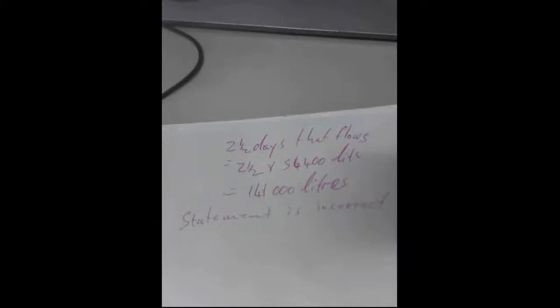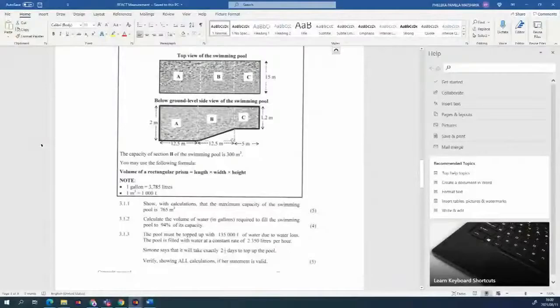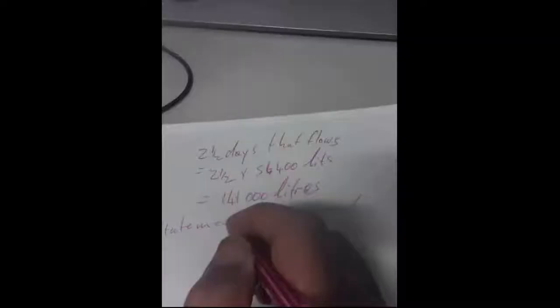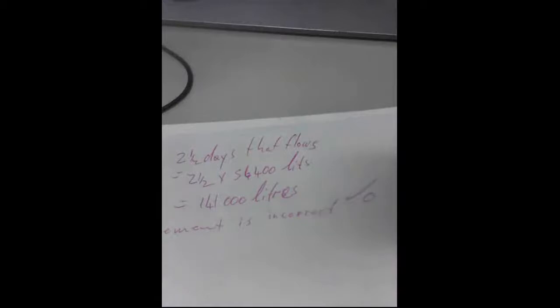People, don't forget to end your question with "verify, showing all calculations if her statement is invalid." And if the statement is invalid, for the opinion you get another mark. For your opinion, 1 more mark. It's not a zero, the O stands for opinion, an abbreviation. So you get another mark there.